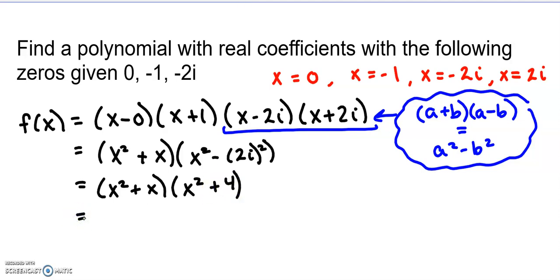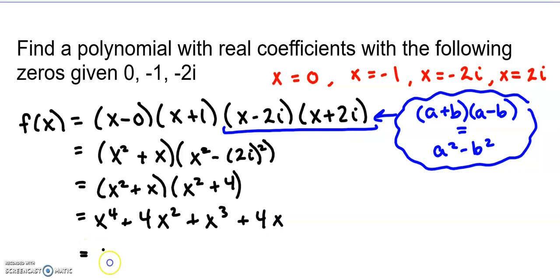So now it's just a matter of multiplying these two binomials together. I can start by multiplying x squared to both, so I get x to the 4th plus 4x squared. And then I'm going to multiply the x to both, so that'll be x cubed plus 4x. And just because I'm a little bit of a perfectionist, I'm going to put this in descending order by exponents. And that's my polynomial.